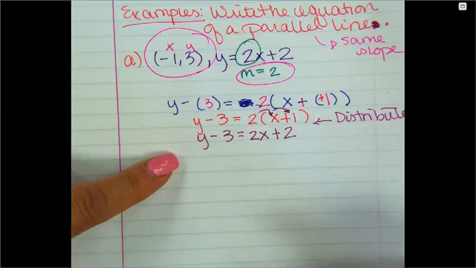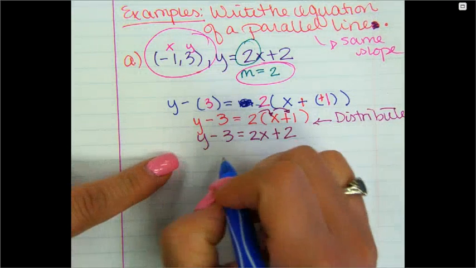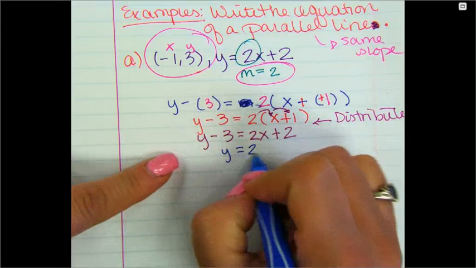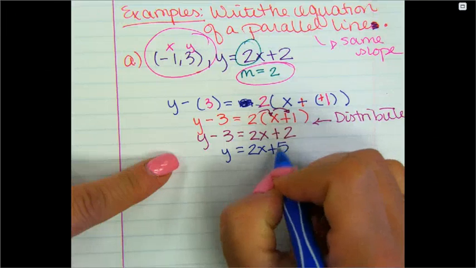Now what do I do? What do you need by itself? You need the y by itself. So to get the y by itself, what do you have to move? The 3. How are you going to move the 3? You're going to add it. So when you add it, what do you get? Y equals what? 2x plus what? Good.